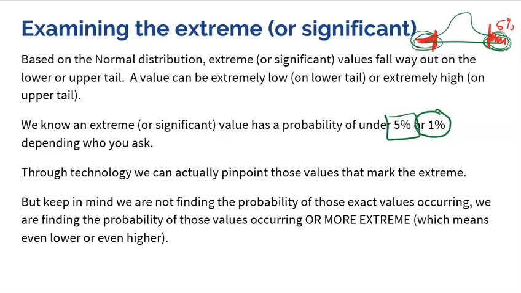So again, it's not just a value. We're not just talking about one value. We're talking about any value in that top 5% or in that bottom 5%, or again, if you want to use 1%. So it's extremely important that you understand that what we're finding is the probability of an extremely significant value occurring or more extreme. So even lower or even higher. And hopefully by the end of hearing all this, that'll make sense to you.